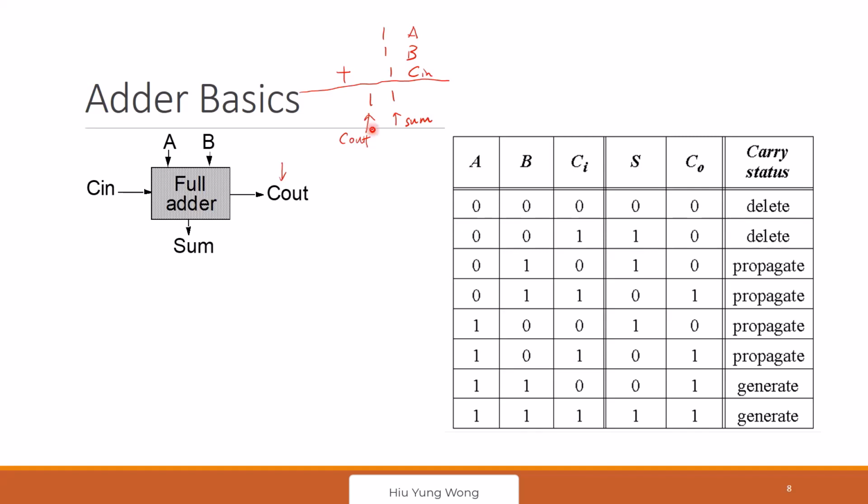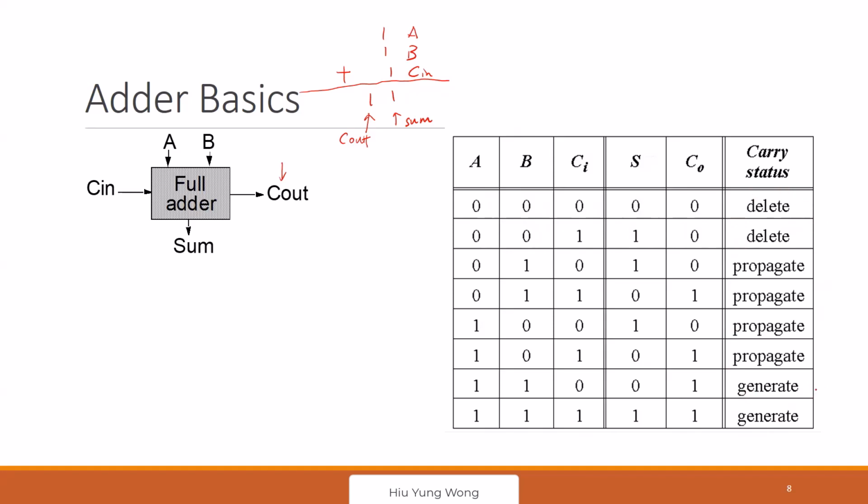Now, if we look at the truth table, A, B, C are the input. 0, 0, 0, the output will be 0, 0, right? 0, 0, 1, output will be 1, 0. You know all of them already. In particular, 1, 1, 1, you know the output is 1, 1. The sum is 1, C out is 1, right? In particular, you also see something called propagate and generate, which I will discuss later. Okay, let's just ignore it for now.